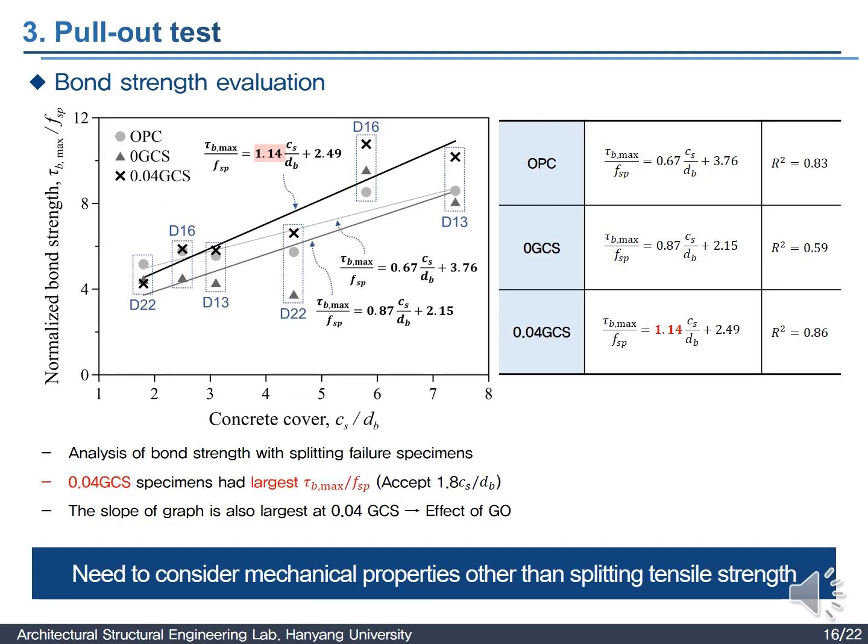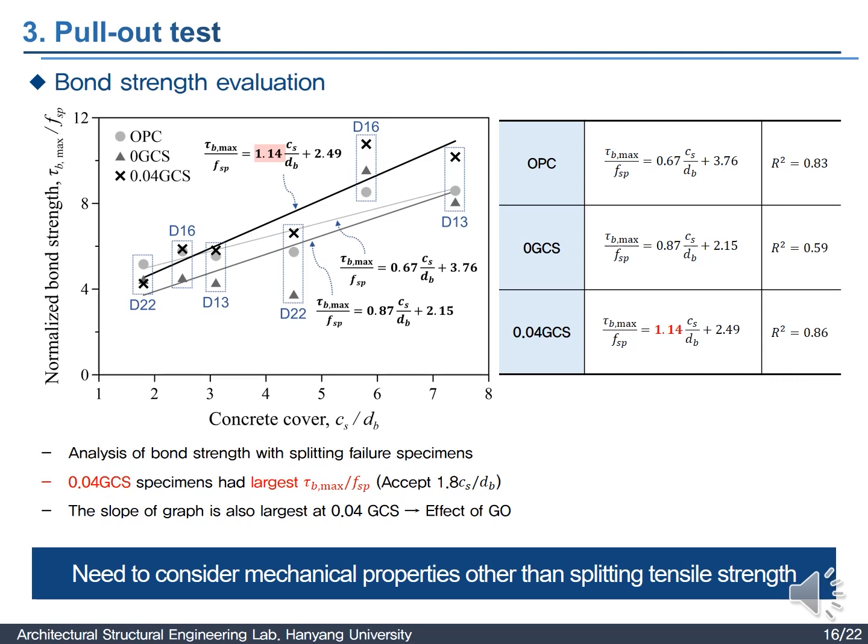This is the evaluation of bond strength according to the cover thickness compared to the diameter of the reinforcing bar, and the specimens in which splitting failure occurred. The splitting tensile strength, which is the factor that has the greatest influence on the bond strength, is divided into the bond strength to normalize it.